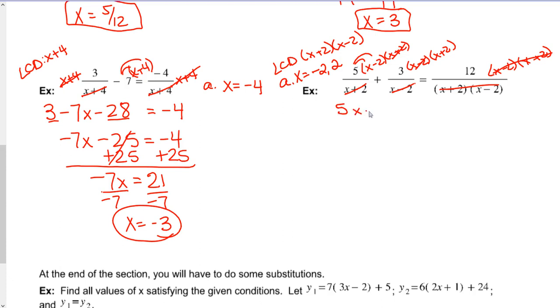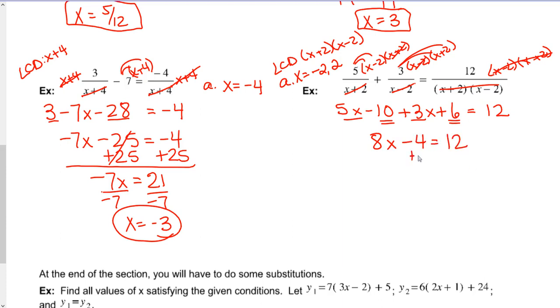So let's go 5x minus 10. Distribute the positive 3 this time through each one of those, so it gives me a plus 3x plus 6. And I'm just left with that 12 on the right side. All right, combine any like terms that you can. On the left, in this case, I would get an 8x. Negative 10 plus 6 is a minus 4 equals 12.